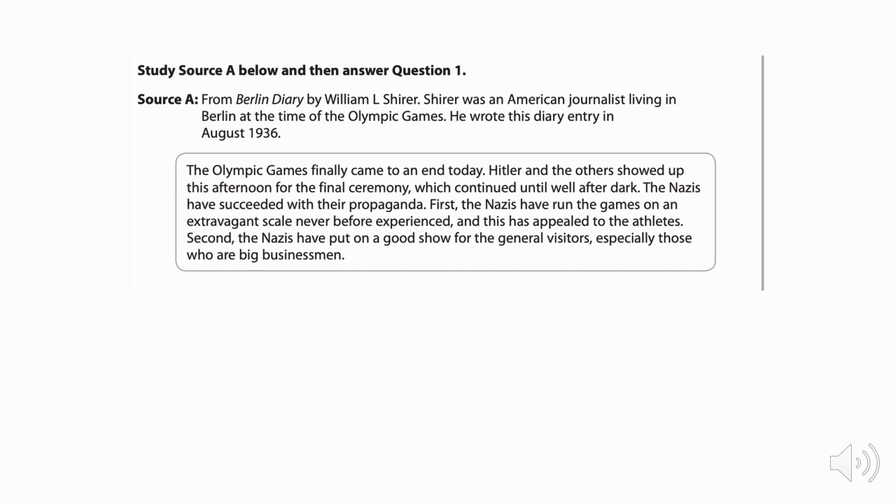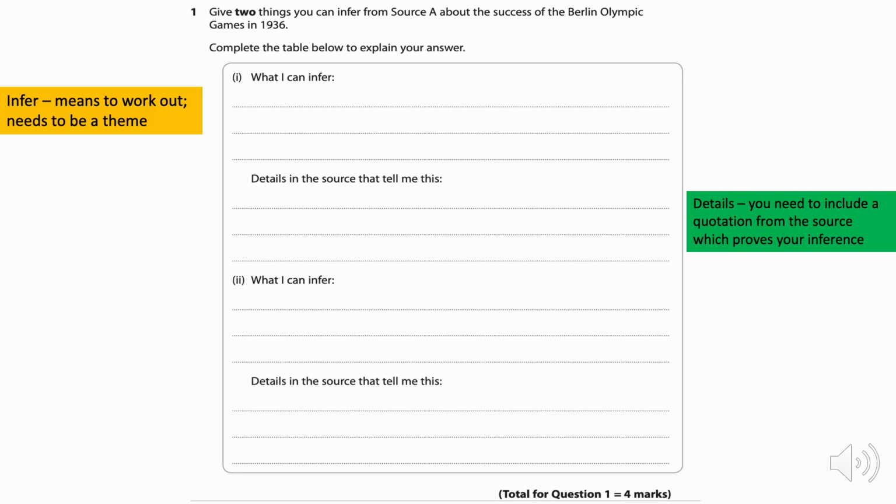For question number 1, you'll be given a source. This was just taken from one of the past papers online. You'll be asked to read through the source and then to give 2 things that you can infer. In this case, it's give 2 things you can infer from Source A about the success of the Berlin Olympic Games in 1936. To get the marks, you need to give 2 inferences and then 2 supporting details. Essentially, complete the table that they've given you.